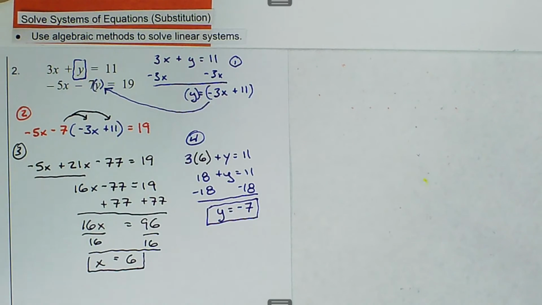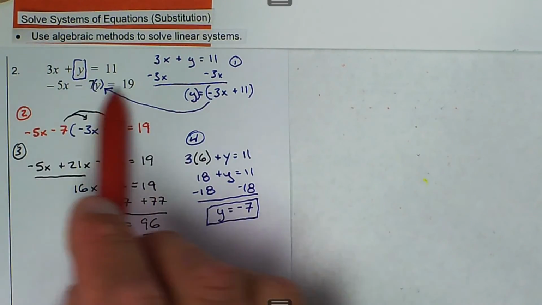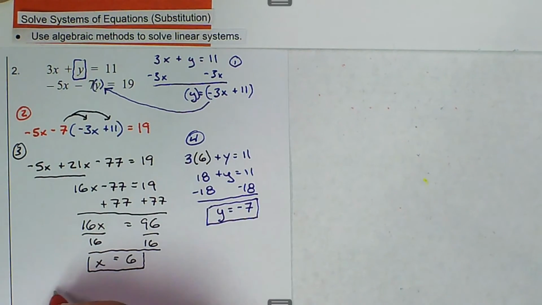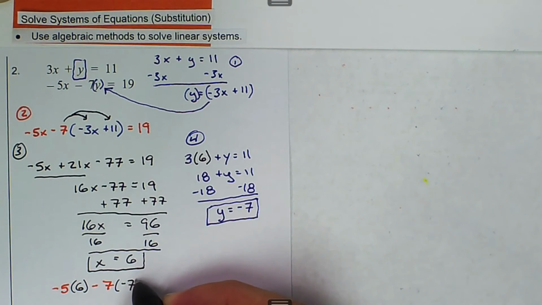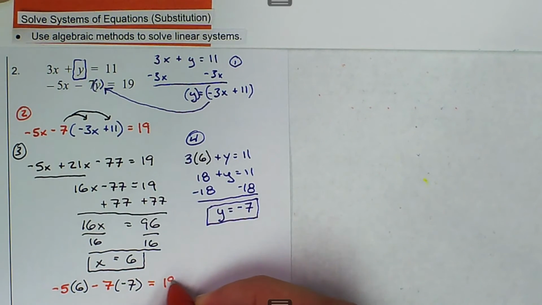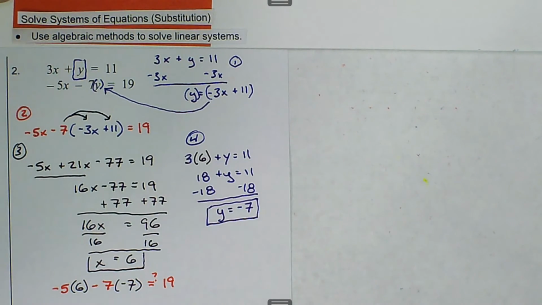And then the last one we can do is we want to check our solution. So I'm going to write down the other equation here, but I'm going to substitute in our x and our y values that we've calculated. So -5, and we take the x out and substitute in 6. And take the y value out and substitute in -7. And that's equal to 19. But we're checking this, so I'm going to put a question mark above the equal sign to show that we're checking it.